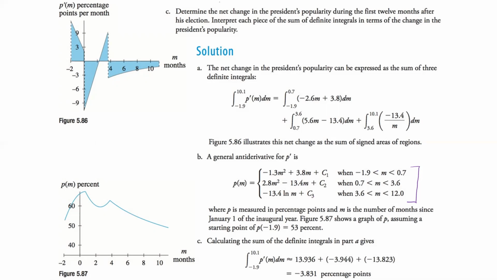All right, so calculating the sum of the definite integrals in part A. If we calculate the sum of those, we actually do the calculation in our calculator and get a number. So we get 13.936, and then plus, this one ends up being a negative 3.944, and then plus, here we have a negative 13.4 over m. So when we do that, it's going to be negative as well. And again, this piece here is going to be positive, but this piece is negative and bigger. And so it's going to be more negative than it is positive. And so overall, he lost 3.831 percentage points.